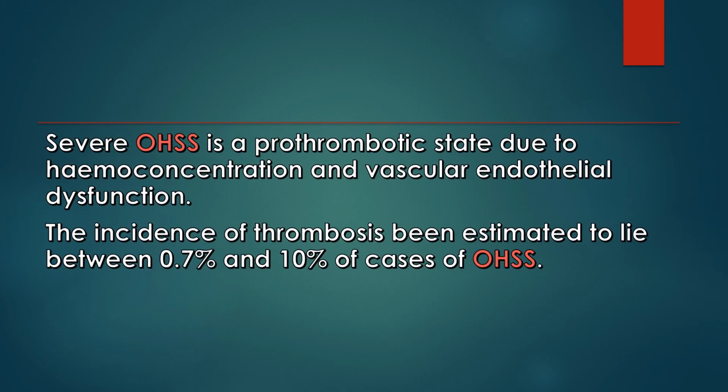Severe ovarian hyperstimulation syndrome is a prothrombotic state due to hemoconcentration and vascular endothelial dysfunction. The incidence of thrombosis has been estimated to lie between 0.7% and 10% of cases of ovarian hyperstimulation syndrome.